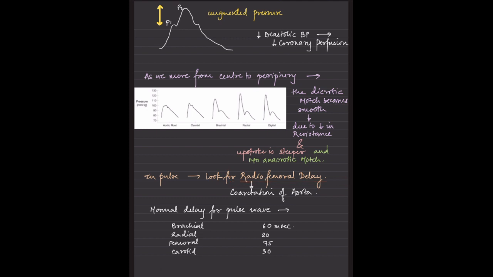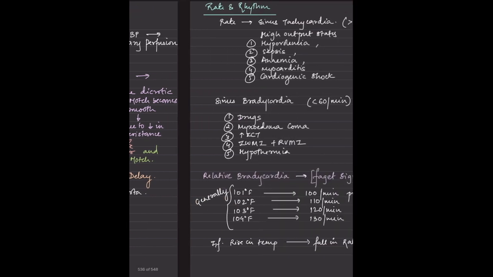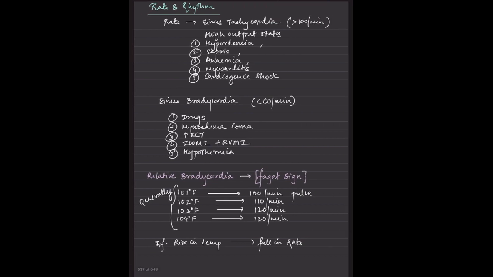The normal delay for the pulse wave in the brachial is 60 milliseconds, in the radial it is 80, femoral it is 75, and carotid it is 30 milliseconds. Coming to the rate and the rhythm. Why do you have to see the rate and the rhythm?